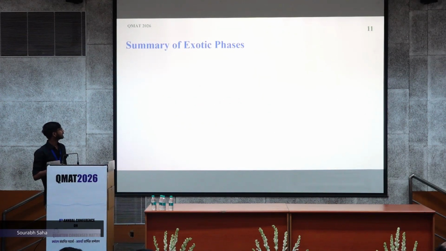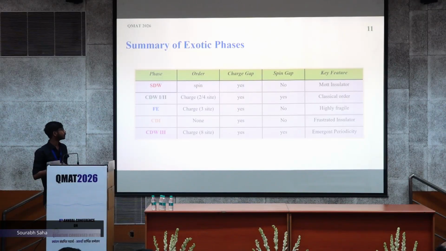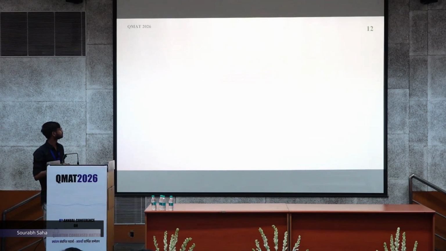So these are all the exotic phases which we obtain. The most interesting ones are the ferroelectric, CDI, and charge density wave 3. The ferroelectric has a fragile classical remnant, and CDI is gapped, is not a Mott insulator, and does not have any long-range charge order, and it's a new kind of phase which we obtained. And charge density wave 3 is a long eight-site periodic charge order state.